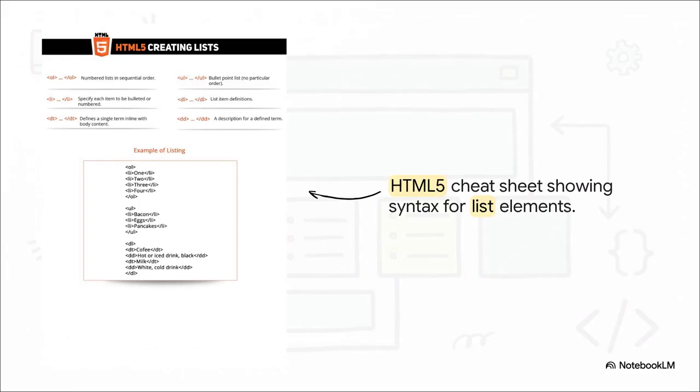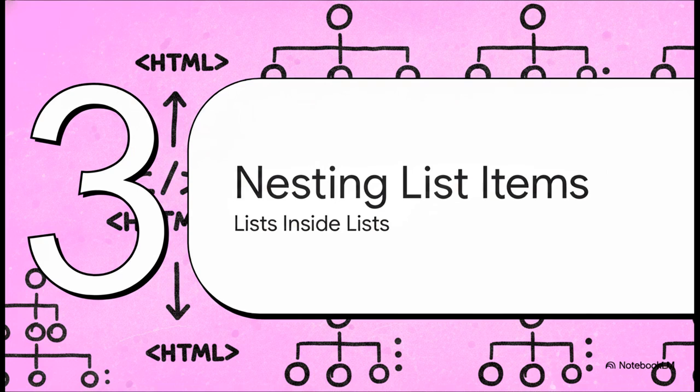I just love the sheer simplicity of the syntax here. Whether you're building an ordered list or an unordered list, they both rely on the exact same child element, the LI tag, or list item. You literally just pop your LI tags inside whichever parent list tag you chose. Now, the cheat sheet also highlights the description list, or DL, which is fantastic for listing out terms and their definitions. But for the portfolio structure we're building today, we're going to focus primarily on really mastering those UL and OL tags.